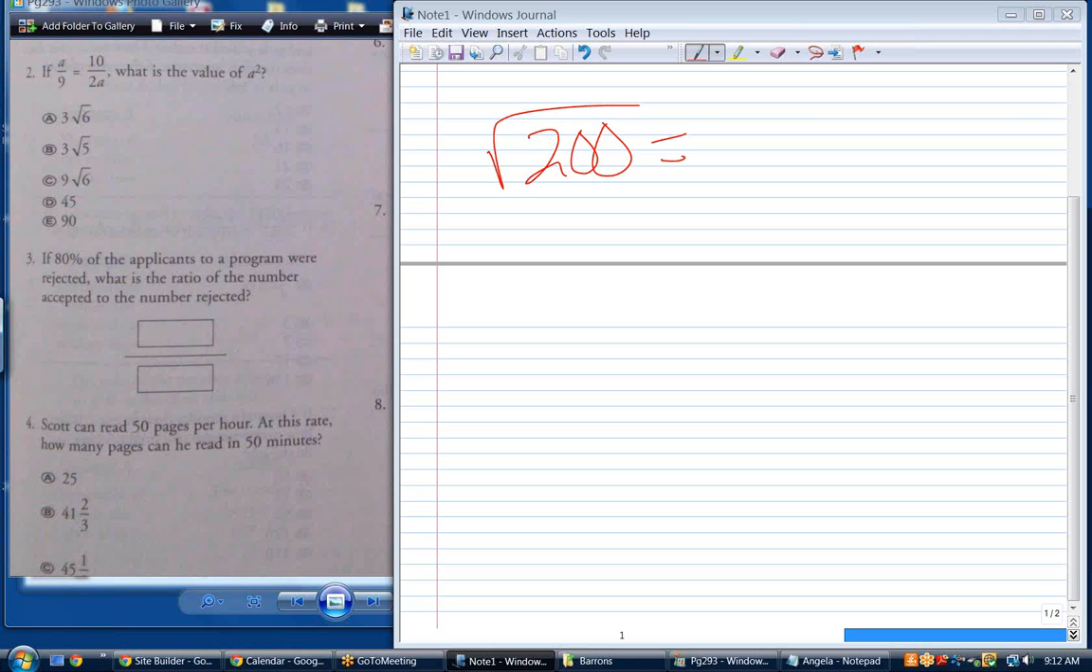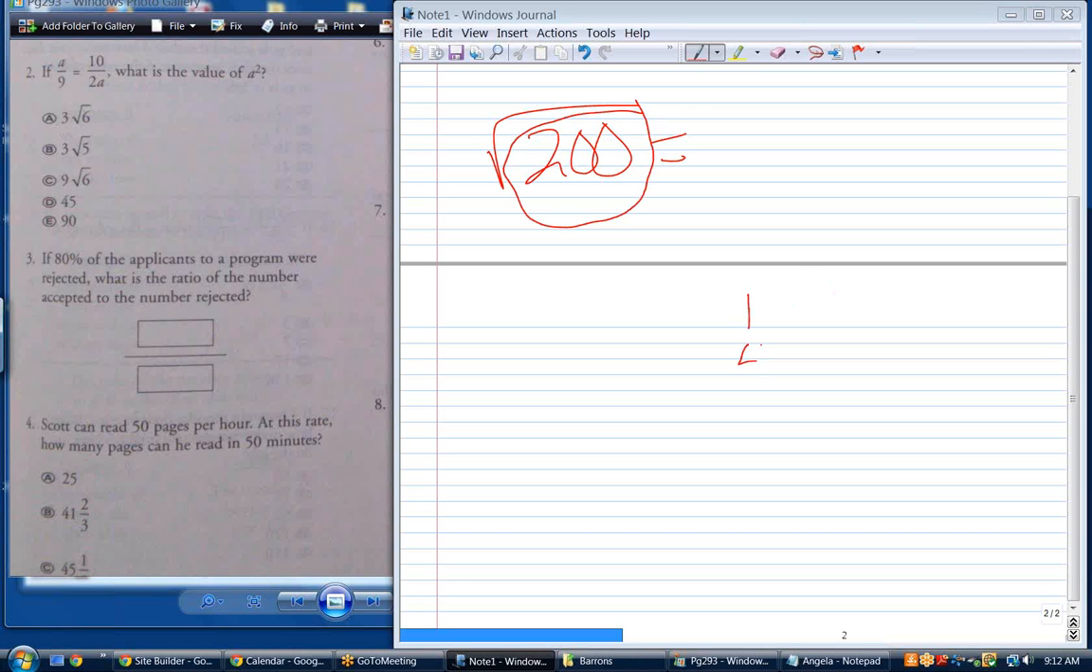And I do square root of 100 times square root of 2. Okay. Which would be 10 times the square root of 2. Right. The key to doing these is to know what numbers are perfect squares. Okay. I will write them.